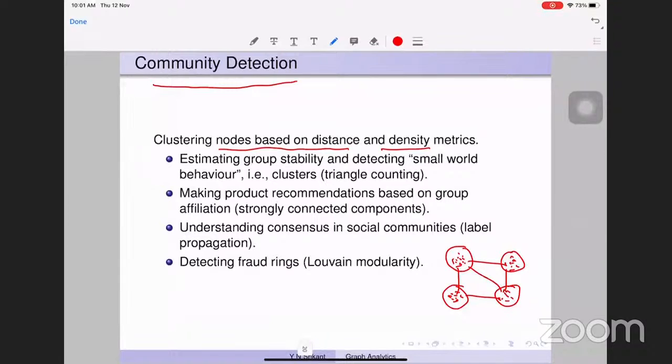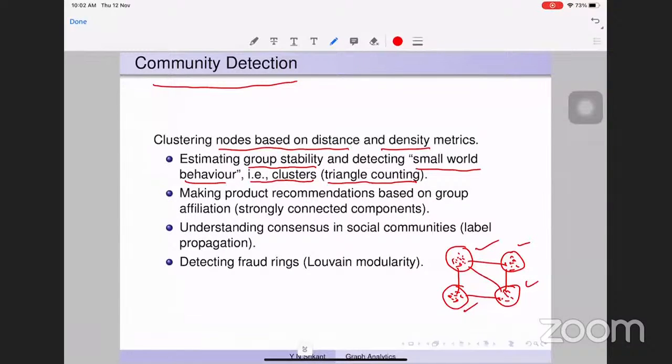So why is it very useful? Estimating group stability and detecting what is known as small world behavior. So this uses what is known as a triangle counting algorithm. And what we are doing is to detect clusters like this. These are all the clusters that we have.